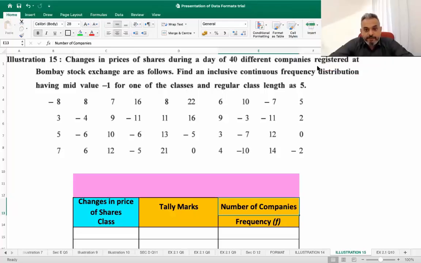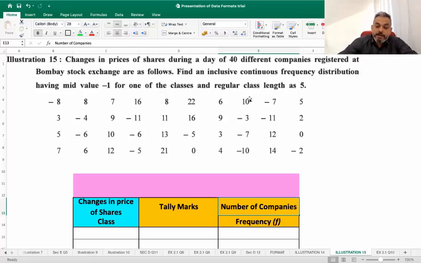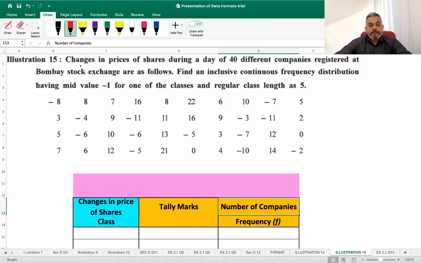Now in this illustration, some negative numbers are given. That's why we are solving this. Plus your mid value is given and we want to construct an inclusive continuous frequency distribution. So let's read the question.